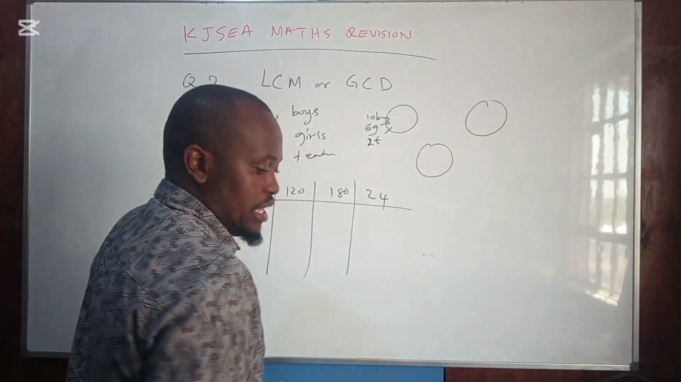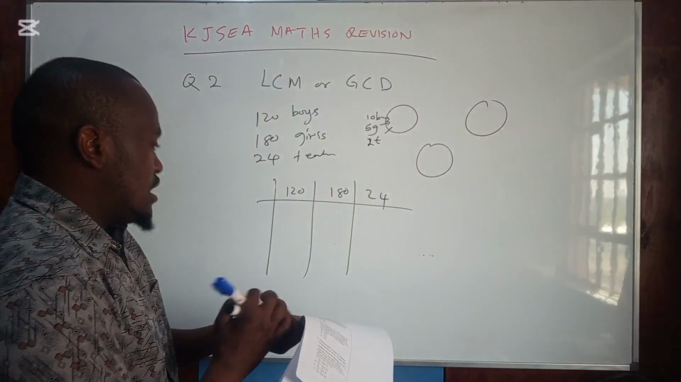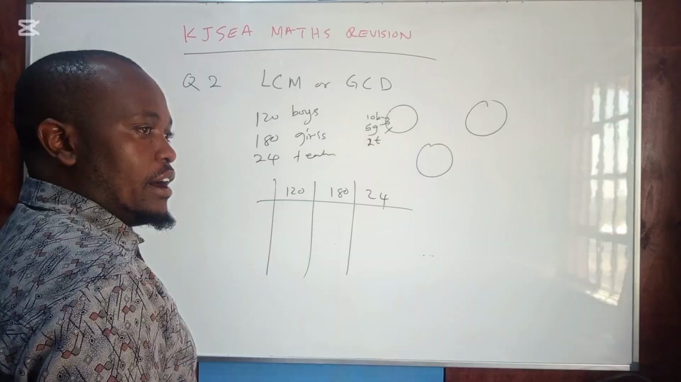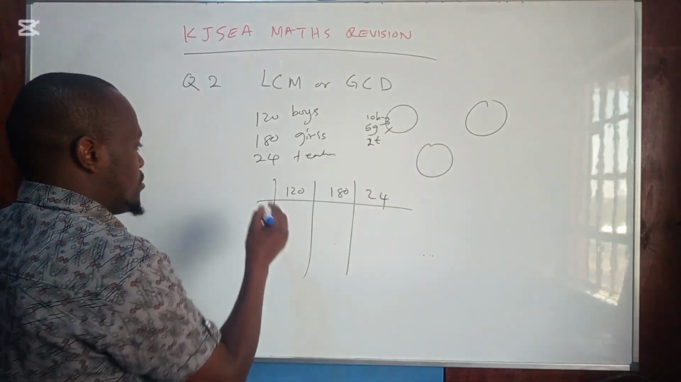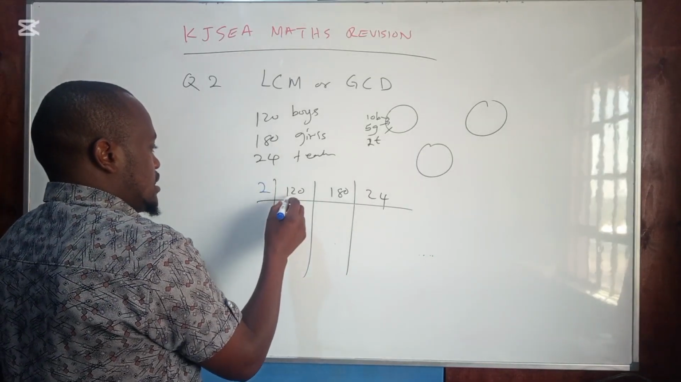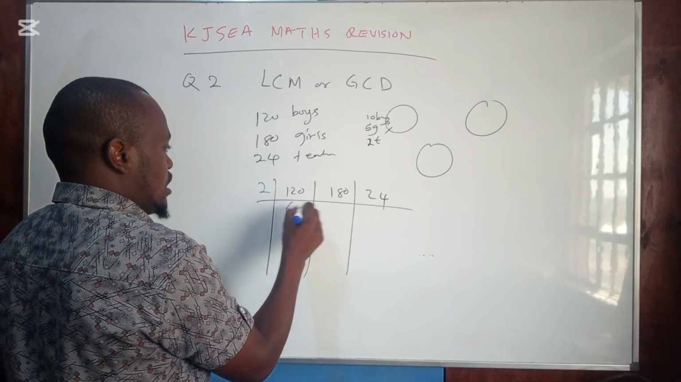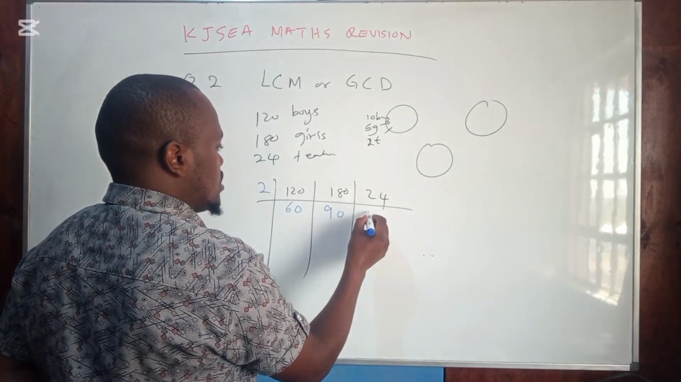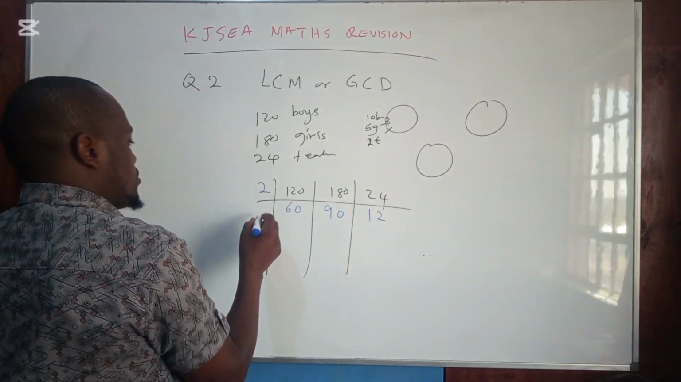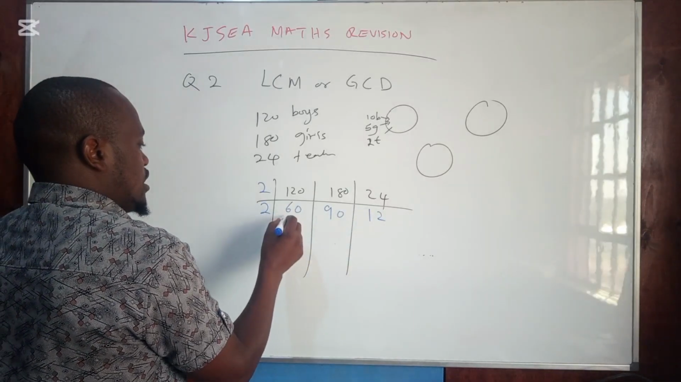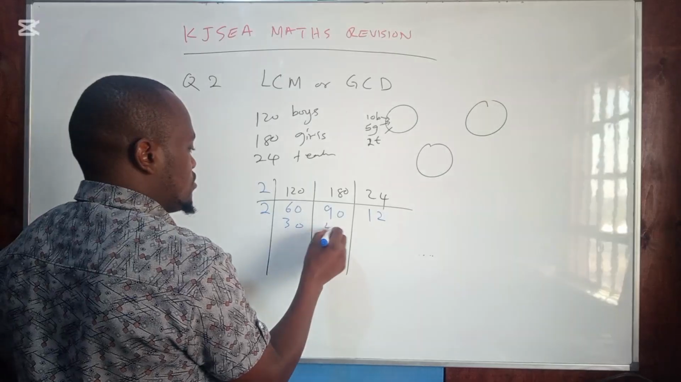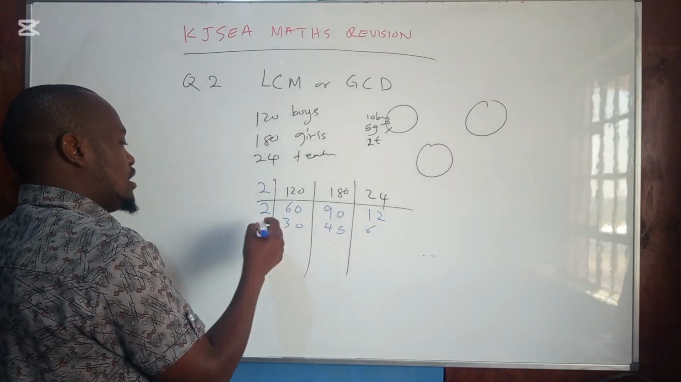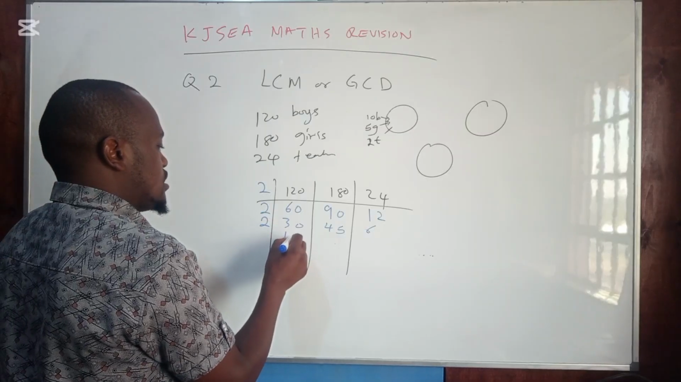So how do you find the GCD? That's another thing. For the greatest common divisor, you use prime factors. You start with the smallest, which is 2. 120 divided by 2 is 60. 180 divided by 2 is 90. 24 divided by 2 is 12. You proceed with 2 again, 30. 90 divided by 2, 45. This is 6. Again there is a 2. This is 15.